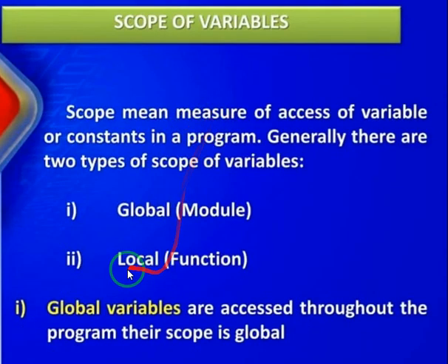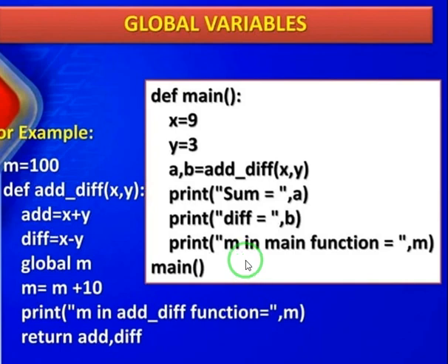While in a local variable, the scope is actually local, so it can only be accessed inside the function and not outside it. So this is one example of the local variable as well, where you can only access this part inside. You can't access x and y outside.